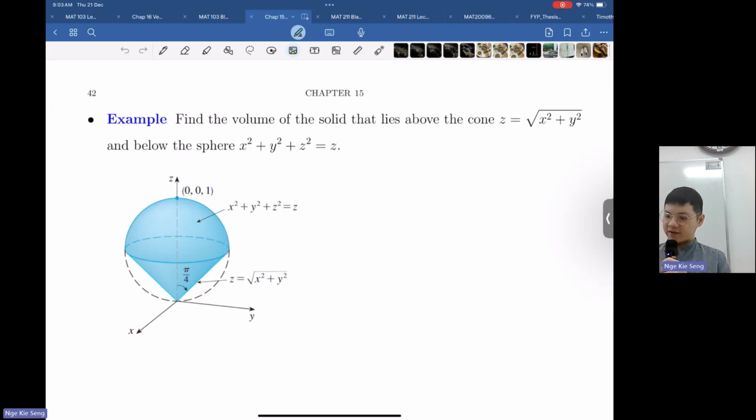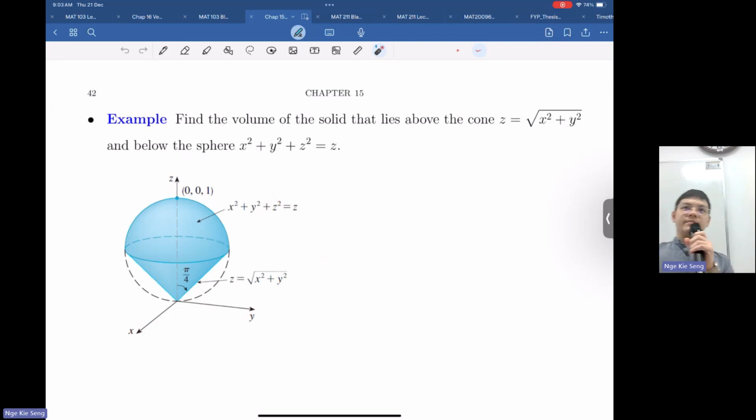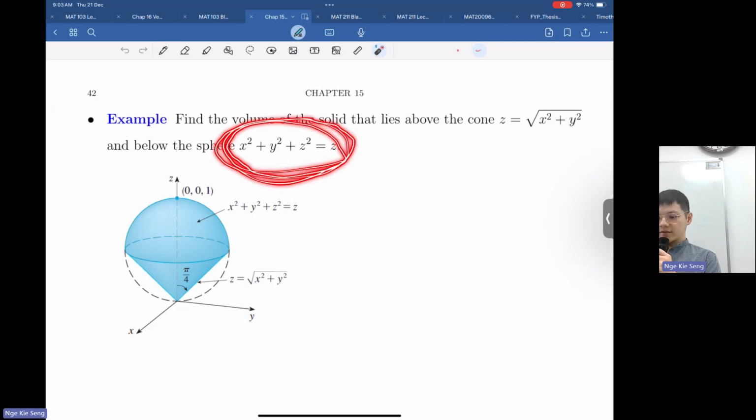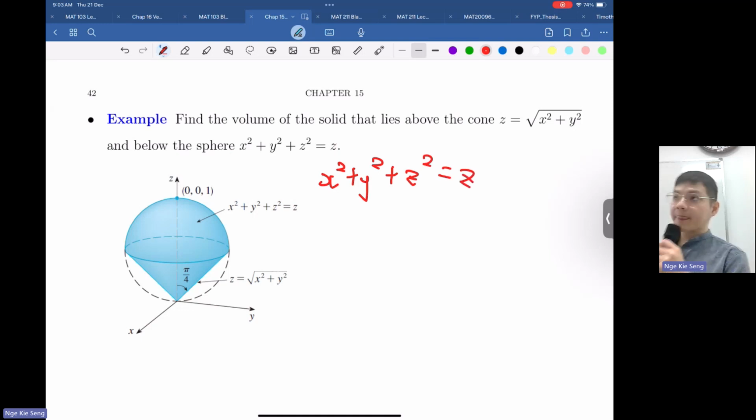Okay, if you are not given this diagram here, do you know how to draw this picture? No idea. Okay, so we could start with this sphere first, right? So what's this sphere? x squared plus y squared plus z squared equals z.